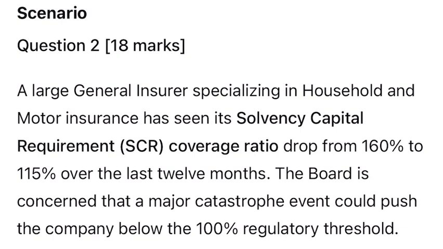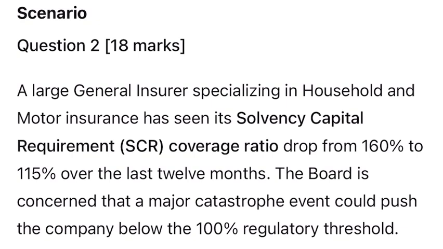C. Suggest 3 management actions the insurer could take to improve its SCR coverage ratio, explaining how each action achieves this. To improve the coverage ratio, eligible own funds divided by SCR, the insurer can implement the following. 1. Increase reinsurance purchase, e.g., quota share. By transferring more risk to a reinsurer, the company reduces its net exposure. This directly lowers the underwriting risk component of the SCR, the denominator, thereby increasing the ratio.